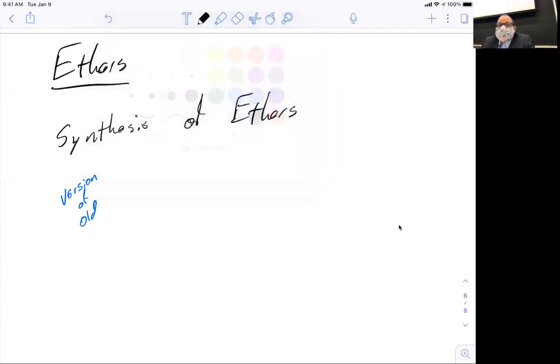A couple of the first synthesis of ethers are actually just versions of synthesis of alcohol reactions. If I take an alkene and react it with water and acid, I'm going to end up with the alcohol.